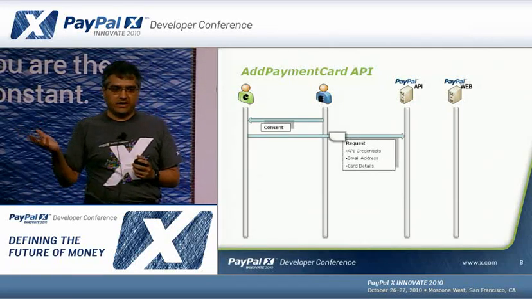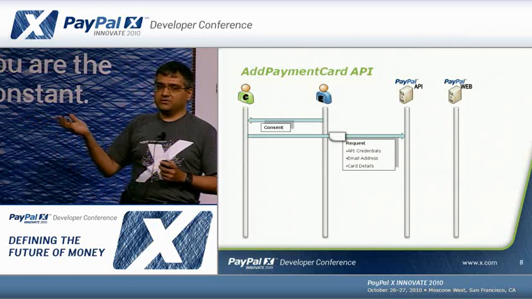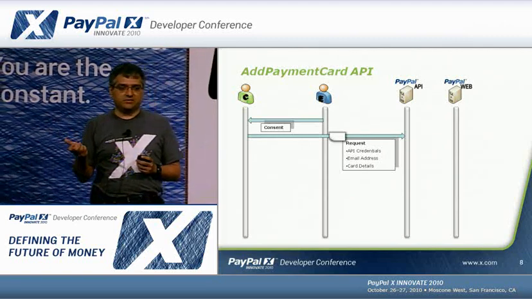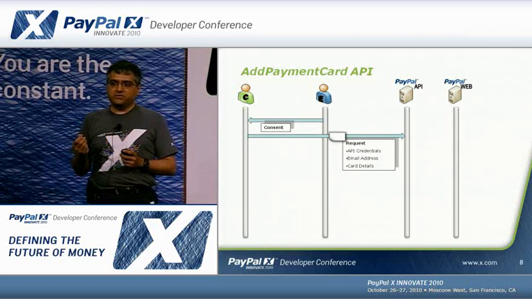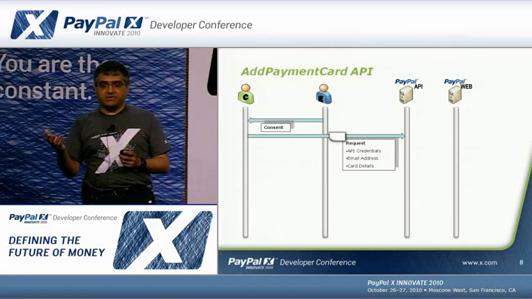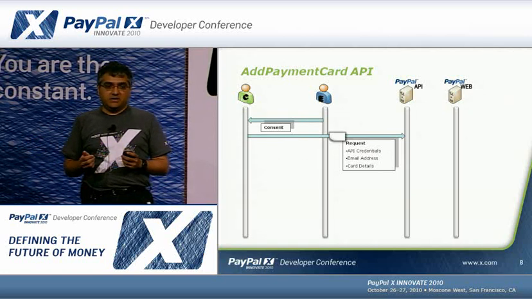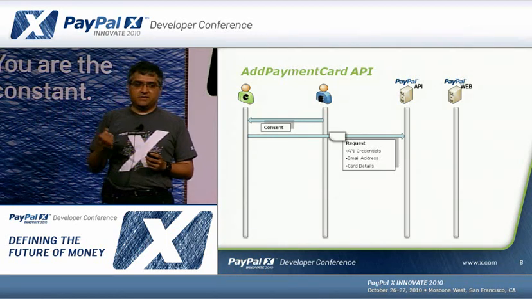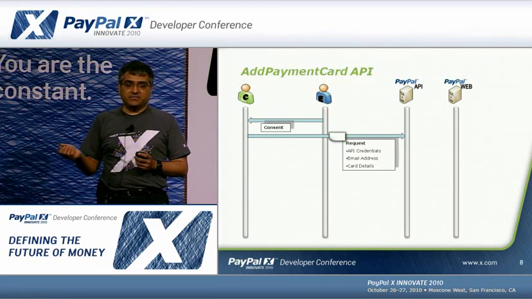You pass in their details to us. So your API credentials, their email address, and card details. Again, we try to make it easy for you to invoke the API. So in the US, you'll have the card number and expiry date. In Europe, for example, or in the UK, you might have the issue number, et cetera. So basically, the card details are customized for the country and for the card type that you're using.